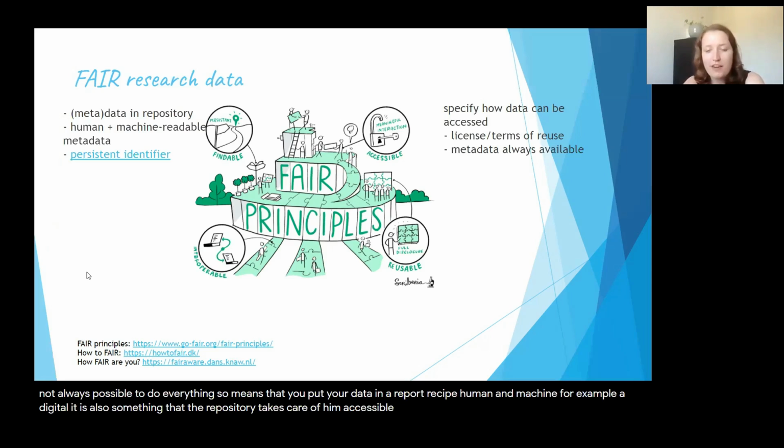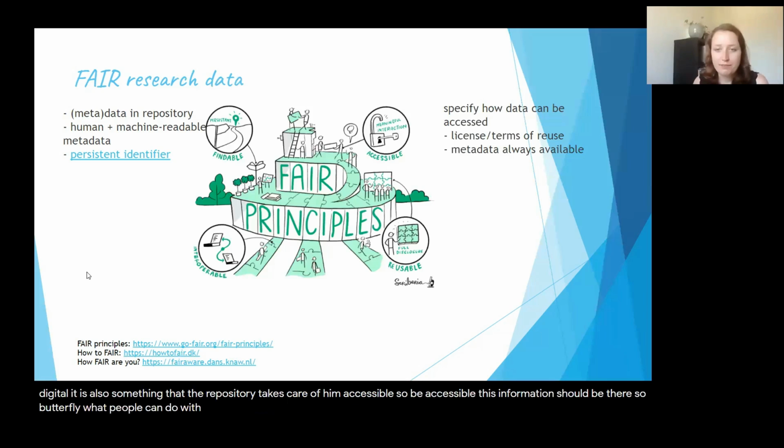Accessible means that you have to specify how the data can be accessed. This can also mean that the data are not accessible, but this information should be there somewhere. It also means that if the data are somewhere, there's a license to the data. In the license, you specify what people can do with the data. One example is the CC BY license, which is also often used for papers. In a CC BY license, people can do sort of whatever they want, but they have to acknowledge the source of where they got the data. And the metadata should always be available. This is also something that the repository should take care of.